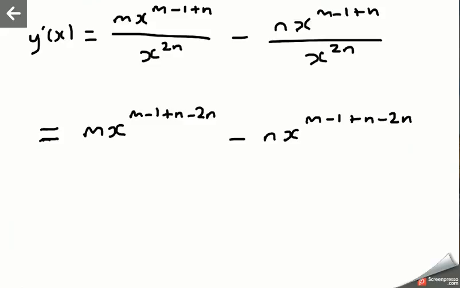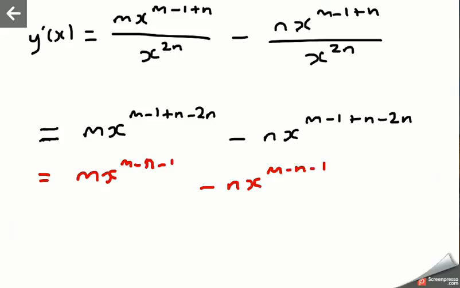Is it starting to look familiar yet? It will be really soon. So this is equal to m times x to the power of m minus 1 plus n minus 2n. Well, what's n minus 2n? That's just negative n. So m times x to the power of m minus 1 minus n, or m minus n minus 1, minus n times x to the power of, again, m minus n minus 1.